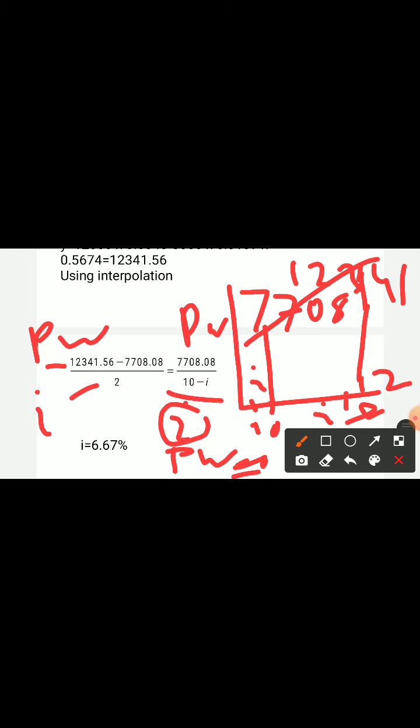So 10 minus I is the interest rate difference, and the present worth difference is 7,708 minus 0, so it becomes 7,708. Solving this we get I equal to 6.67%. At this interest rate of 6.67%, Manish will get some amount for a particular investment of 12,000. So by considering the present worth method, we find the internal rate of return.